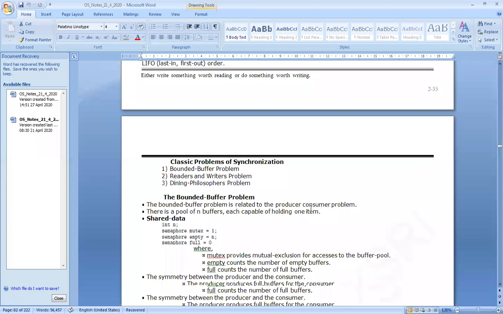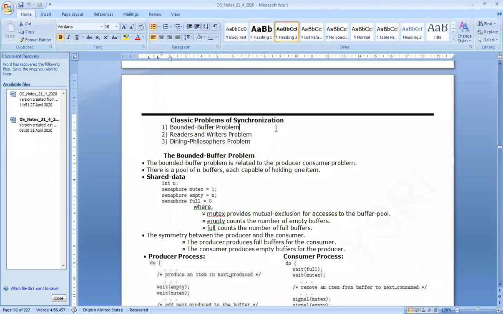Then after that we started the new topic called the classic problems of synchronization. As you can see here, the classic problems of synchronization are some of the benchmark problems which are available in synchronization, and that is why we call them classic problems. Whenever you design any kind of new method, technique or algorithm, that algorithm or method needs to be tested with these classic problems of synchronization.